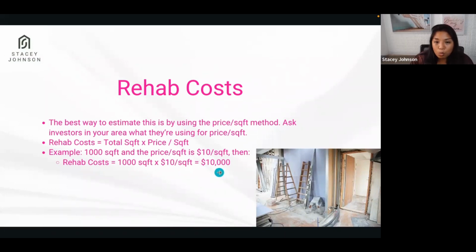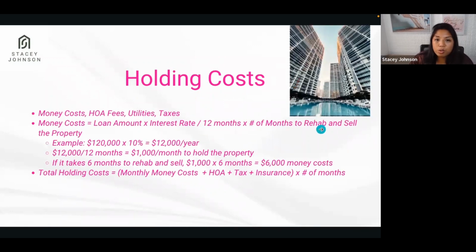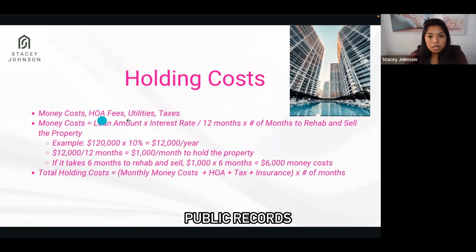Generally, you're at about $150 to $200 a square foot just for a renovation. So you can see how these numbers are completely different. Another cost is going to be your holding cost. It's going to be your money costs, your HOA, your taxes, your insurance, and your utilities. The way you're going to get this is you're going to use public records to see what these numbers are, but the hardest one to determine is the money costs.